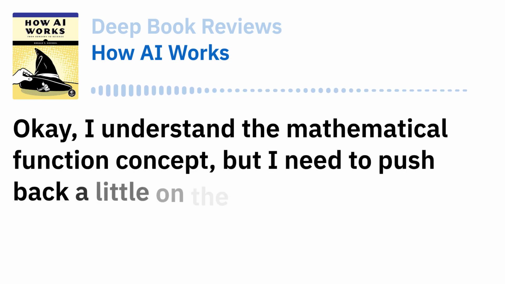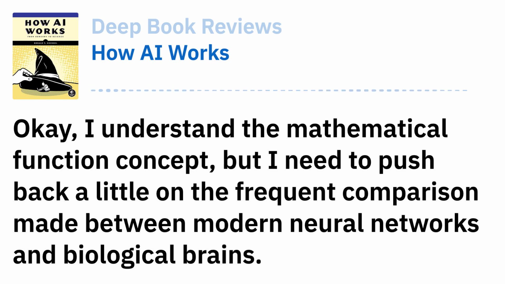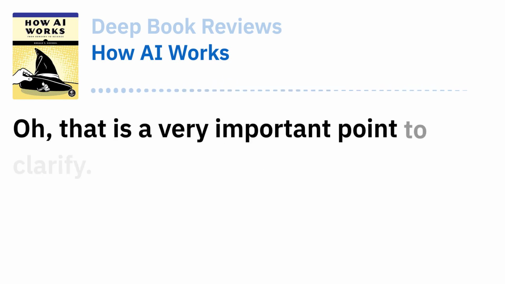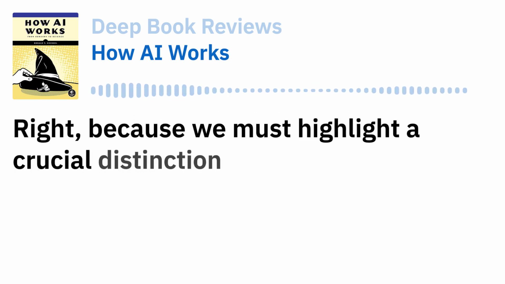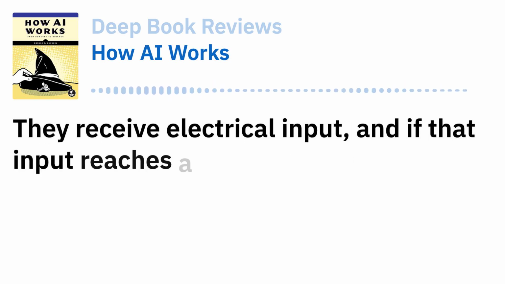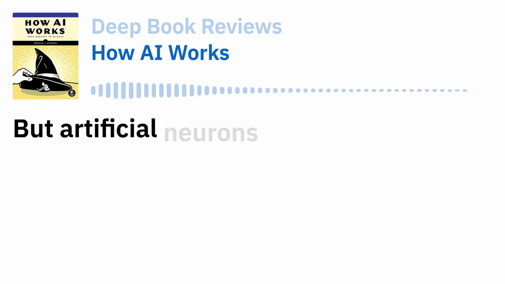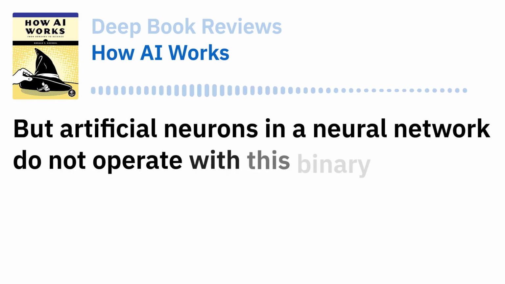Okay, I understand the mathematical function concept, but I need to push back a little on the frequent comparison made between modern neural networks and biological brains. Oh, that is a very important point to clarify. Right, because we must highlight a crucial distinction regarding this biological parallel. Biological neurons function essentially like on and off light switches. Right. They receive electrical input, and if that input reaches a specific threshold, they fire a voltage spike. Exactly. But artificial neurons in a neural network do not operate with this binary mechanism. They act much more like a continuous dimmer switch. Yeah, that is a great way to put it.